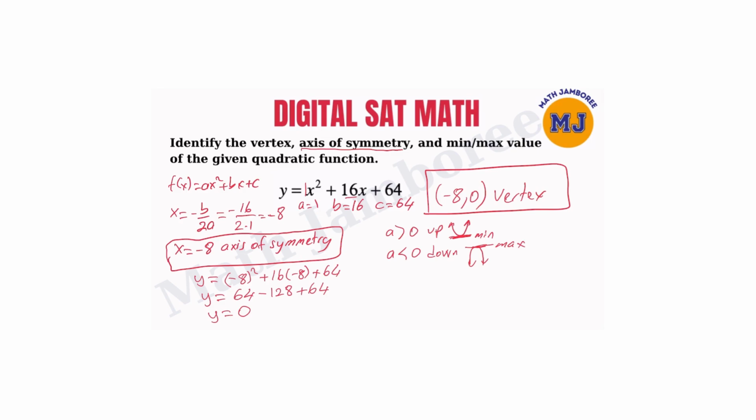So in this case, we have a minimum value. We don't have a maximum value, we have a minimum value. The minimum value is the y component of the vertex. Y equals 0 is our minimum value. We already found this on here, but I just wanted to show you the extra steps.